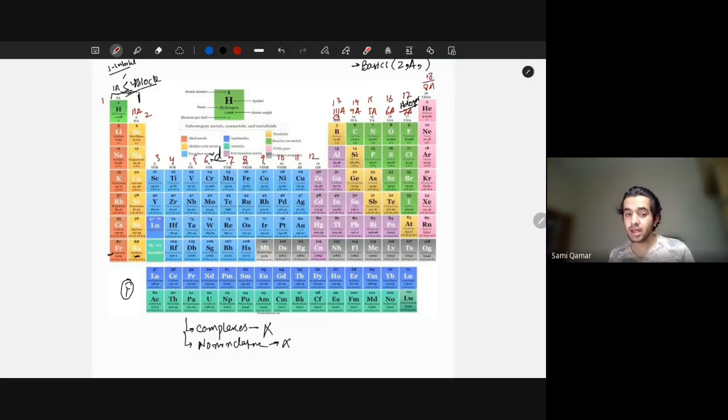But the important thing here is to remember that 17, or 7A, are our halogens, right? These are our halogens, from fluorine to bromine and iodine, and then this is a rare element, so we won't be including it. Just forget about this element. Okay.